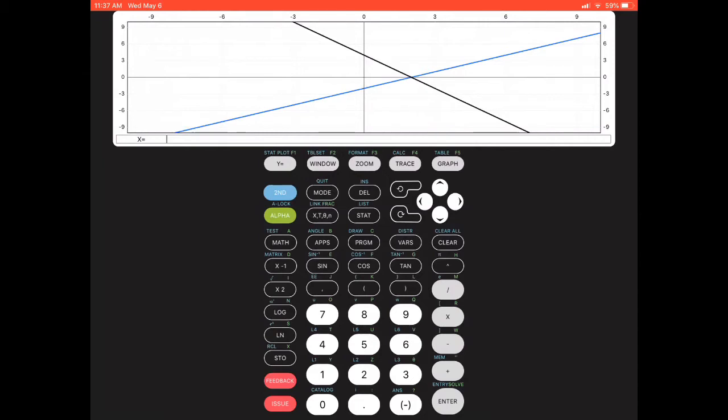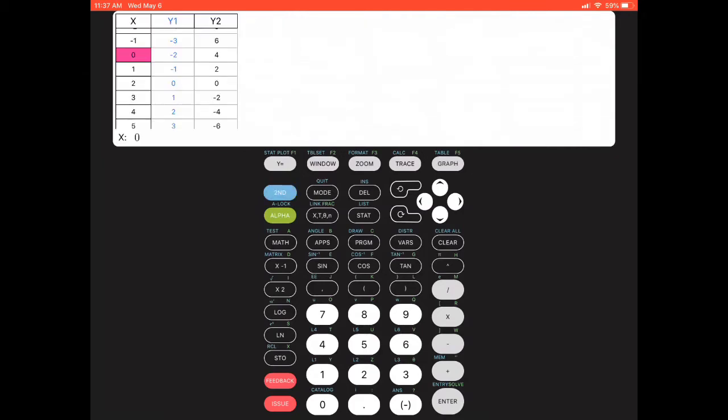and 3 for the x coordinate, so maybe it's 1 or 2, but if I go to my table, I'll notice here at 2, the y coordinates are both 0. So that's how I know they intersected at 2, 0, because the y coordinates were the same there.